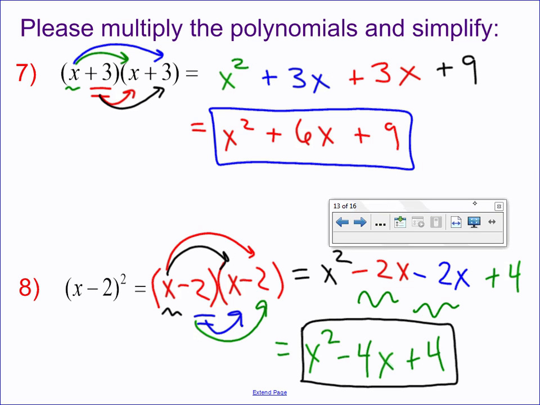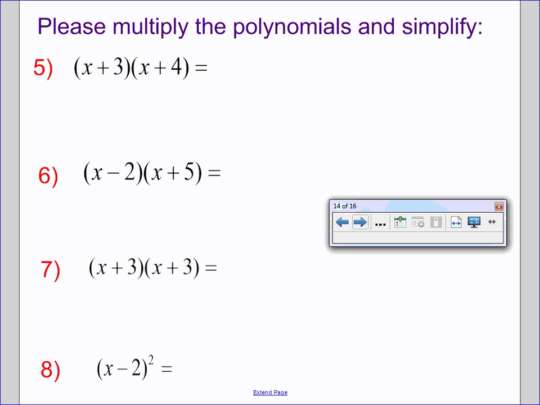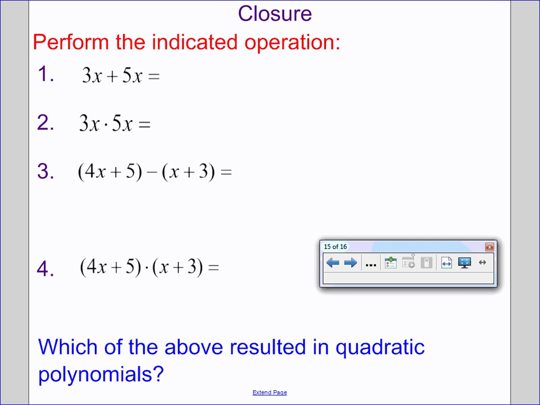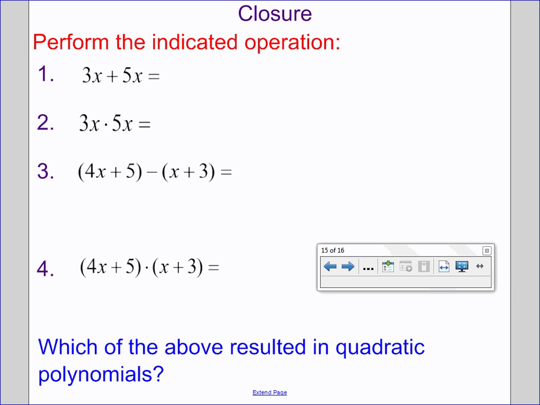Okay. So those are printables for you, and that brings us to our closure. So we can perform the indicated operation. We know that 3x plus 5x can only be combined through addition if their variable terms match exactly. Are these like terms in number 1? Yes, they certainly are, because they're both x to the 5th, so the result will be 8x to the 5th. We add coefficients and we keep the variable the same. We don't change the variable term at all.